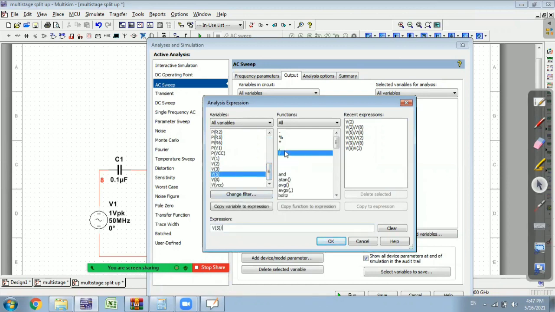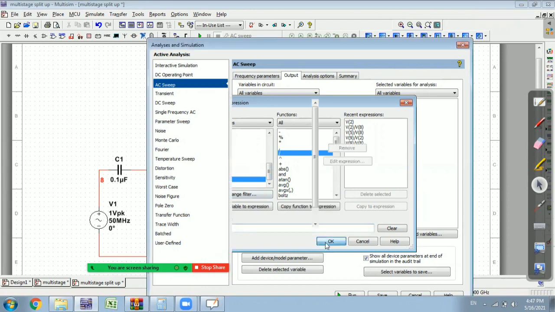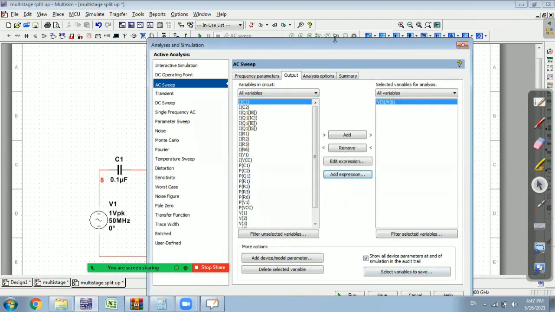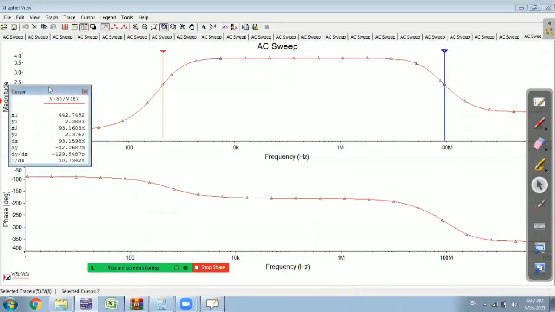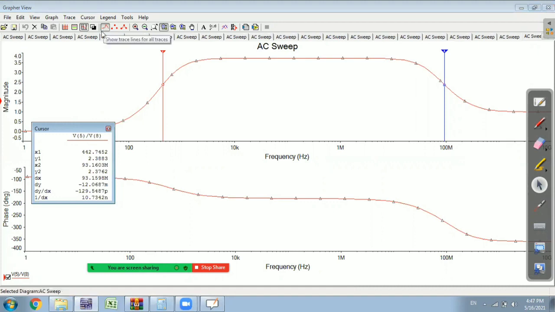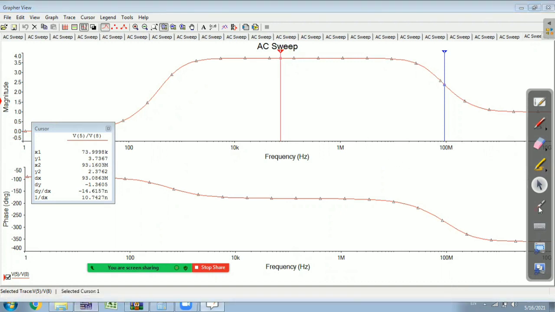V5 divided by V8. Okay. Now run this. You can take cursors from here. Place my first cursor in the mid frequency. I could observe for cursor 1, Y1. Y1 shows the gain. So it is obvious that the gain of my single stage is 3.73.